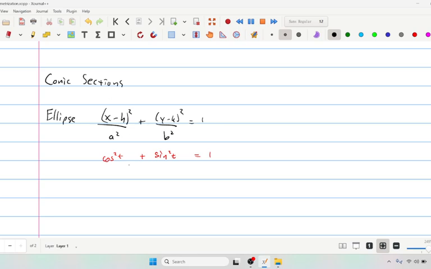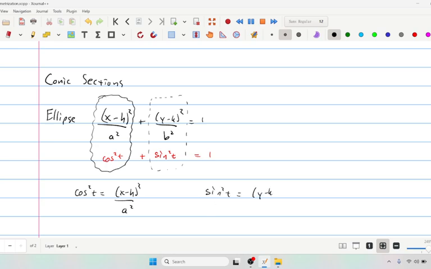So it turns out the order doesn't matter here, but the more conventional way to do this is to pair the cosine with the x. So if we think of these as being equal to one another, this says that cosine squared t should equal (x minus h) squared over a squared. And for our second term, these must be equal. So sine squared t should be (y minus k) squared over b squared.